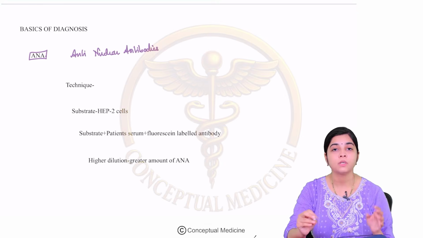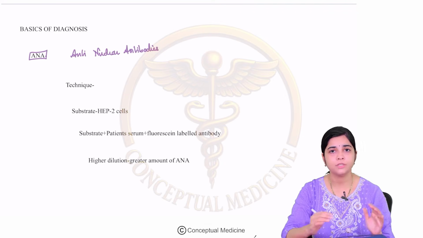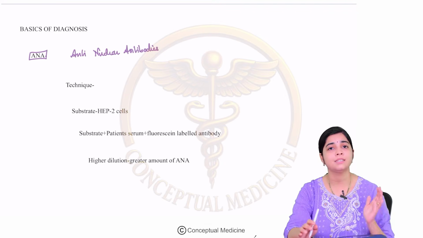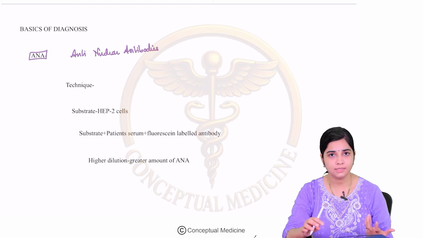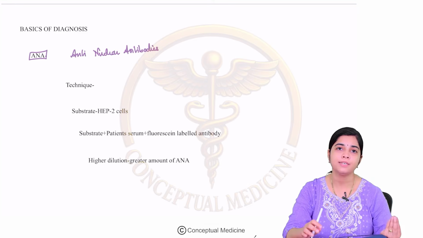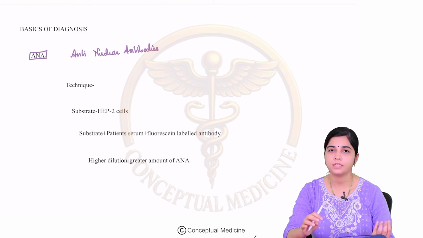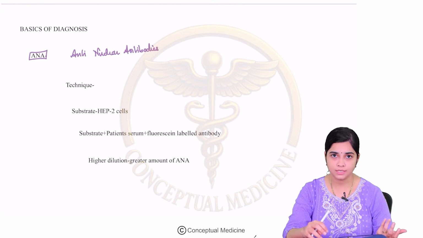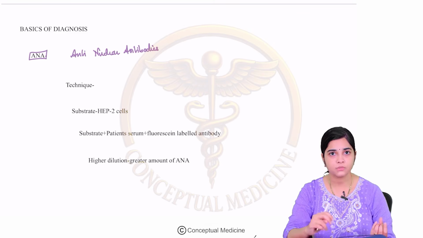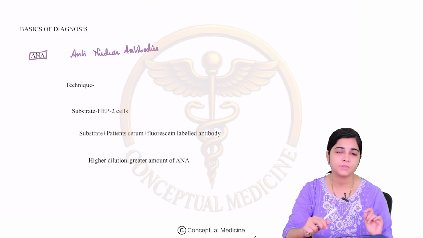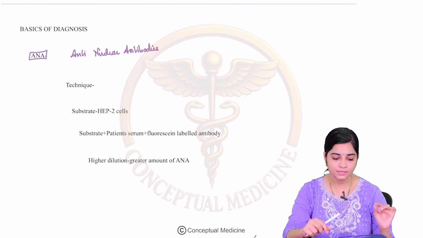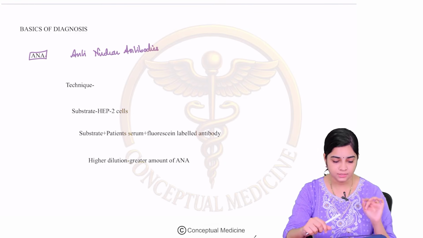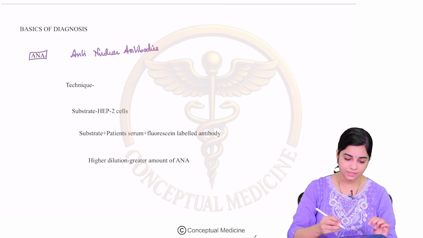Okay, so we know that the basic pathophysiology is that there are immune complexes which are targeted against our own cells, right? It can be cells of the kidney, it can be cells of the RBC, it can be cells of the CNS, right? It can be against neurons. So the aim of the diagnosis of SLE is to detect these antibodies. So that is how you come upon this ANA, which is your anti-nuclear antibodies.